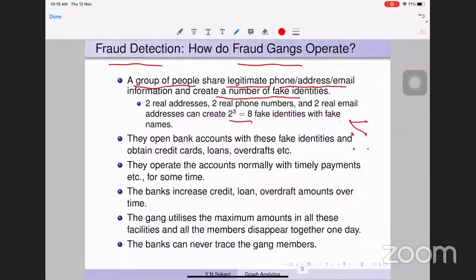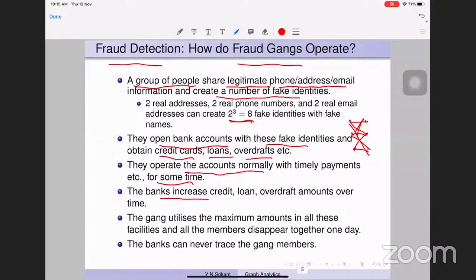I can group like this, right? All these are possible. So I can create a large number of them. Some of them may not be very good, so I eliminate. But maximum I can create up to 8 fake identities from these. Some of them may not be good, some of them may be useful. They open bank accounts with these fake identities, and then they obtain credit cards, loans, overdrafts, etc. They operate the accounts normally for some time. They are very good citizens.